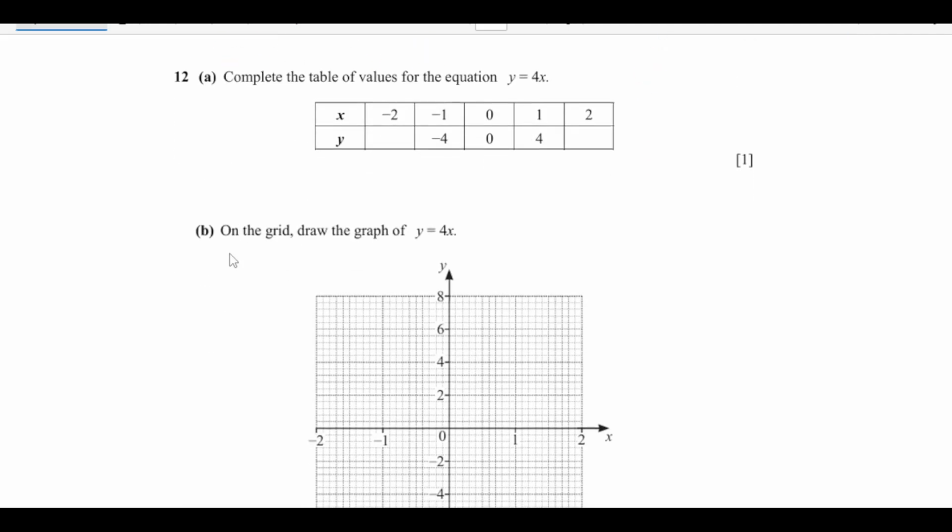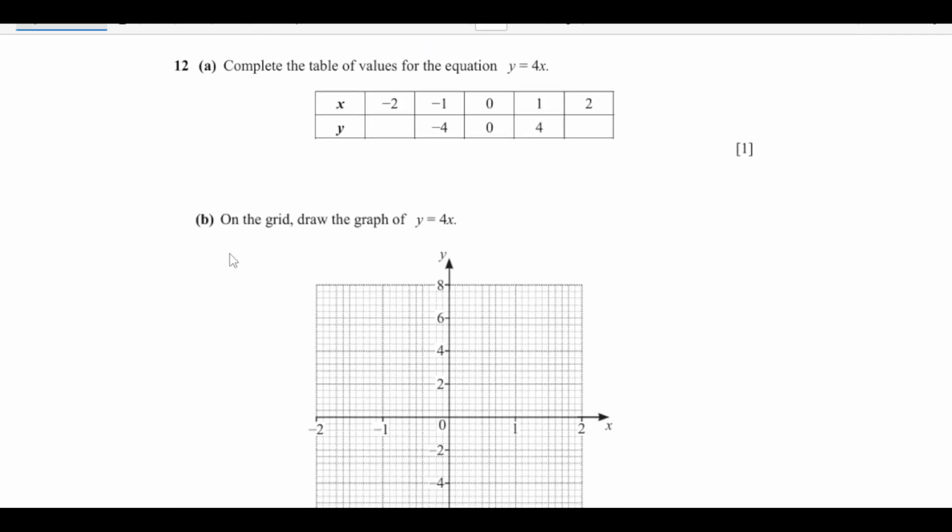Now next question we have here, complete the table of values for equation y equals 4x. So we have x and y values here. So some values are missing. This one is here and the two values are missing. Actually this is 1 mark question. So we have y is equal to 4x, right? So x is, in this case, x is negative 2. So we are just going to replace value of x by negative 2. So as there is a negative sign, 4 times 2 it is 8. So this answer is going to be negative 8.